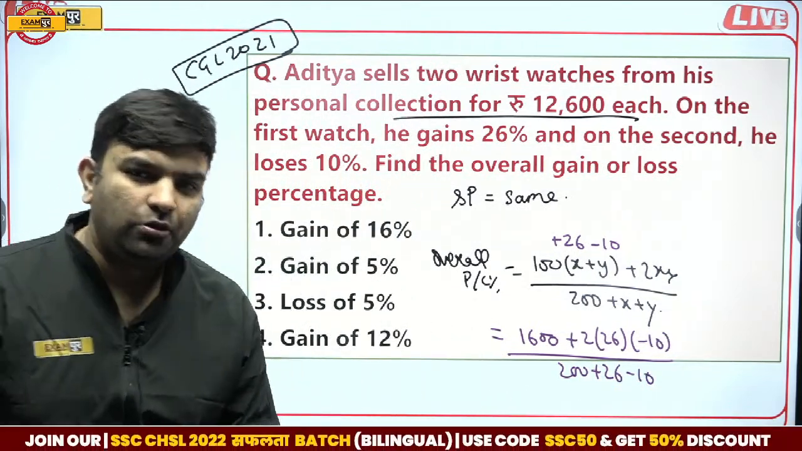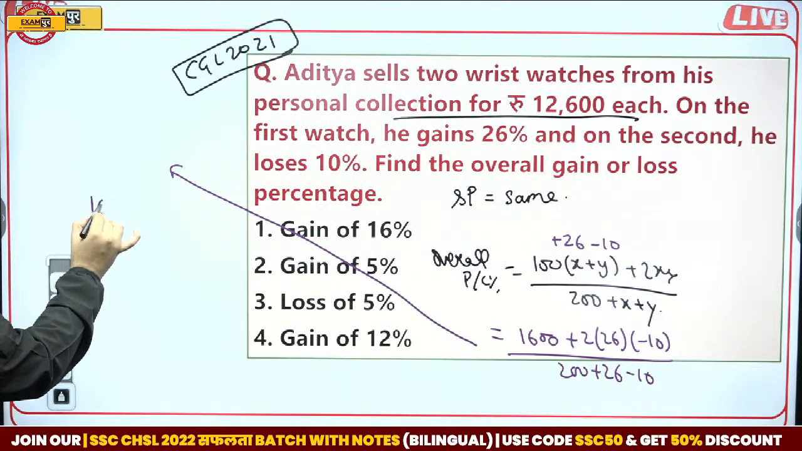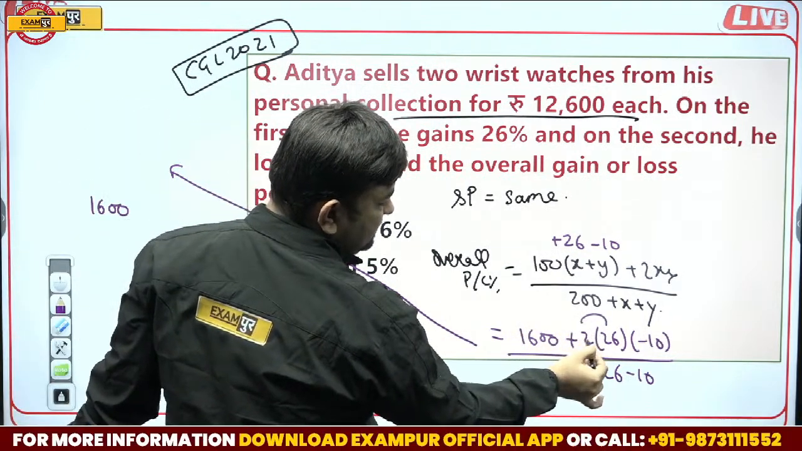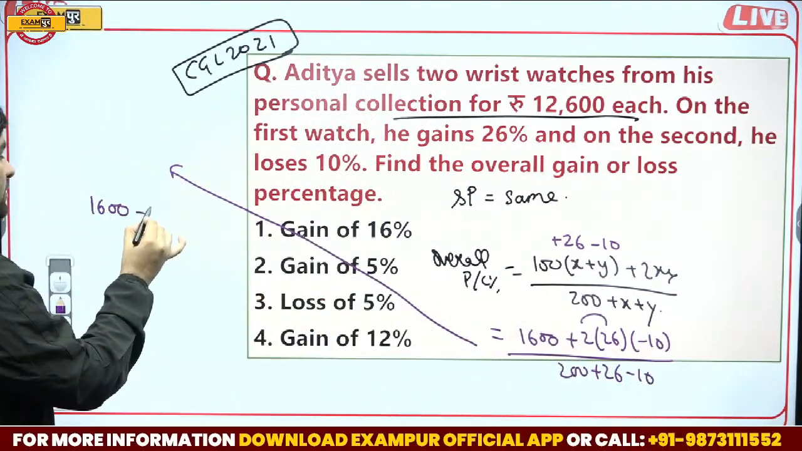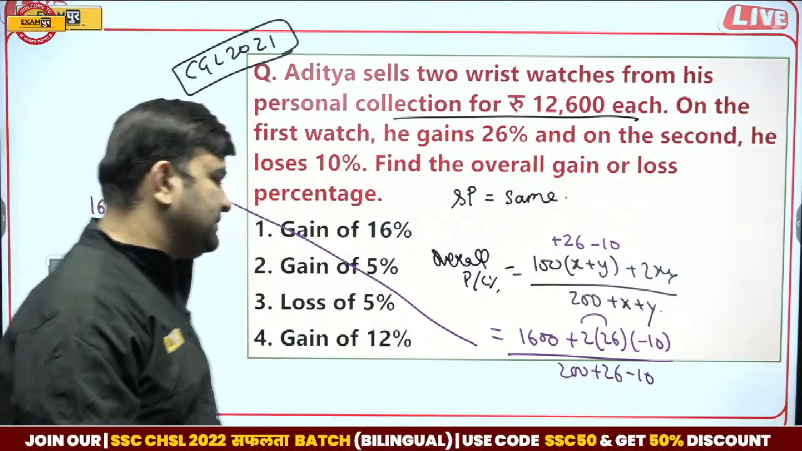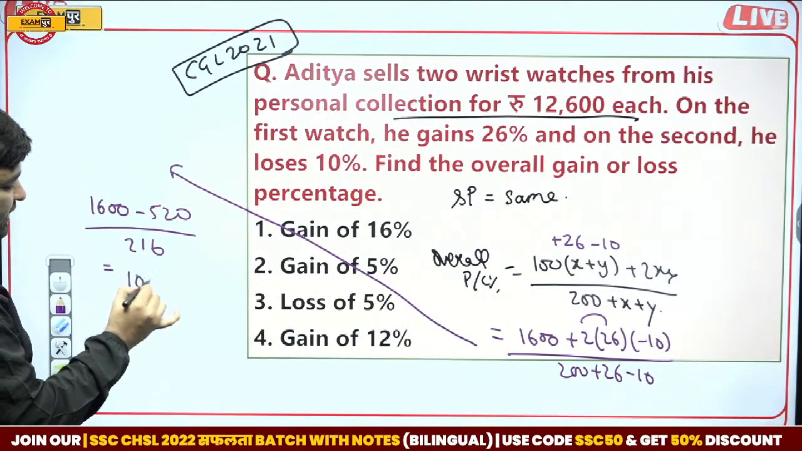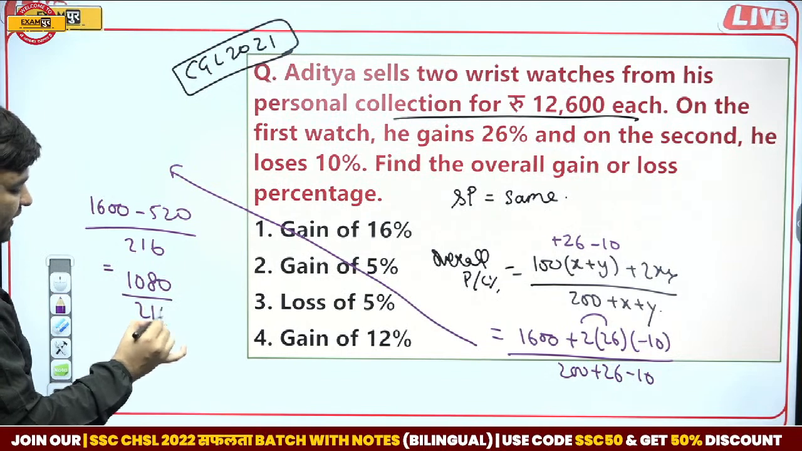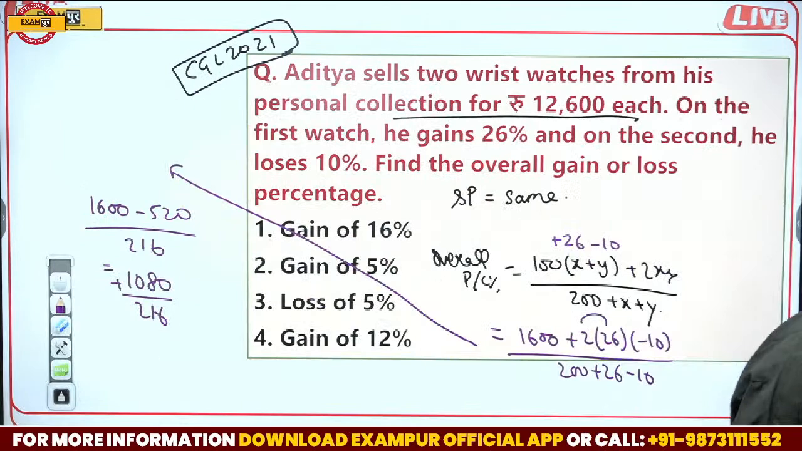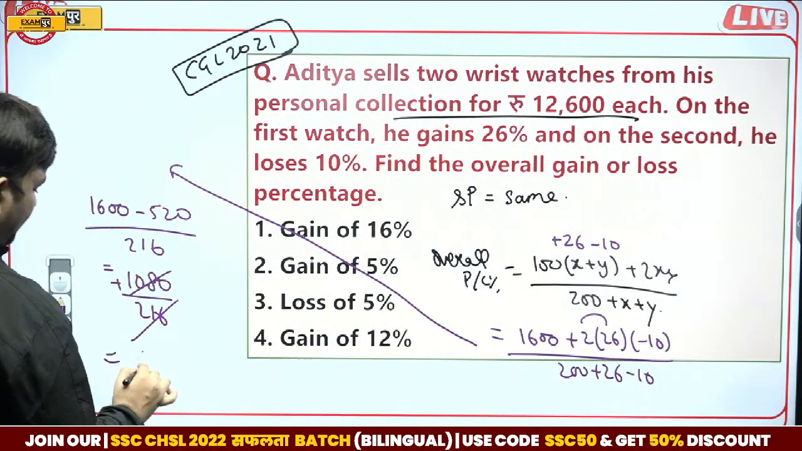Even the approximate calculation will work. 1600 minus 520 over 216. 1080 by 216. Profit. Positive, na? Positive denotes the profit. 1080 by 216, 5% profit.